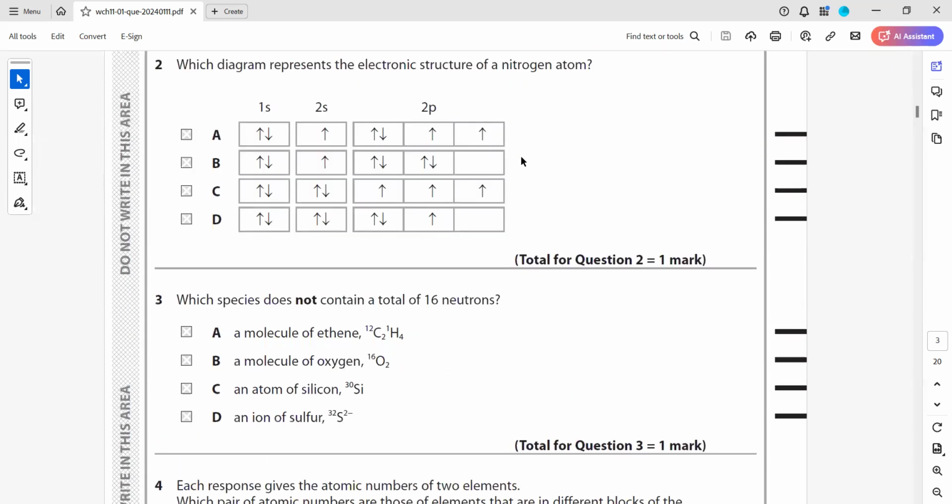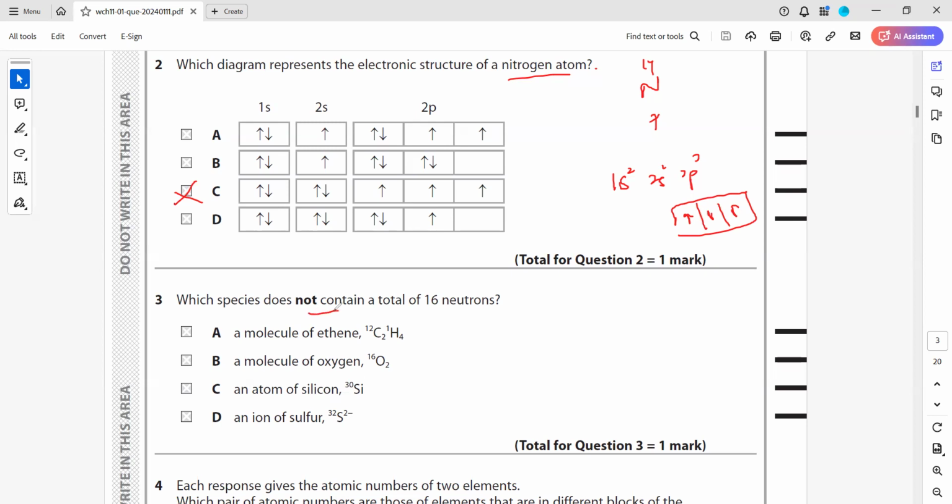The next is, which diagram represents the electronic structure of a nitrogen atom? Nitrogen atom, it is 7 and 14. So it will be 1s2, 2s2, 2p3. And when p3 is there, because px, py, and pz, first it will be occupied singly. So then C will be the right answer.